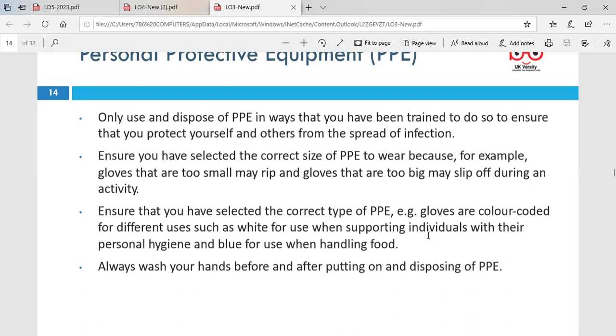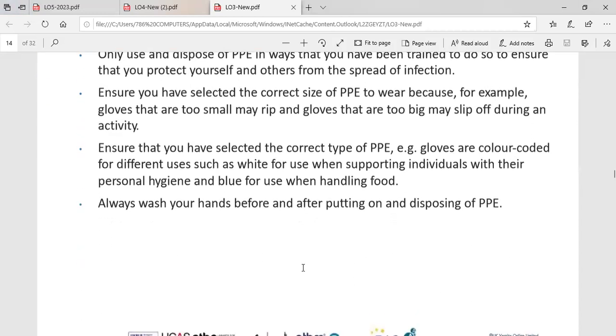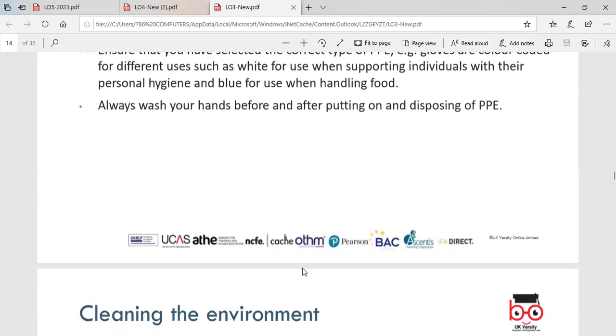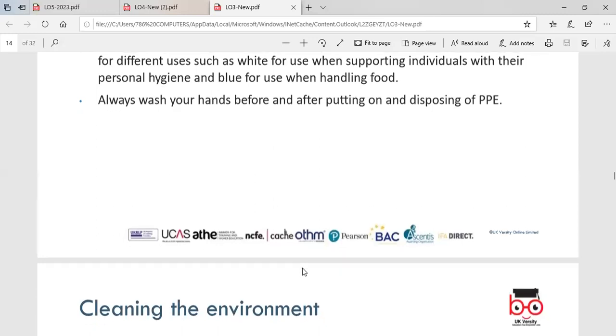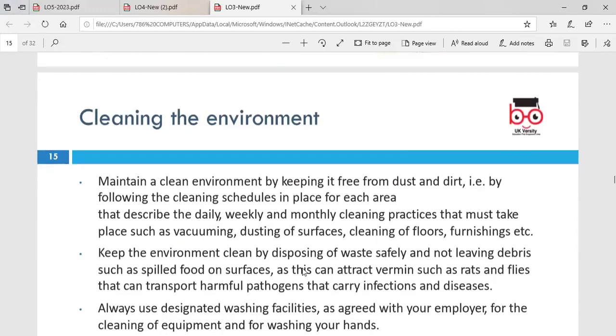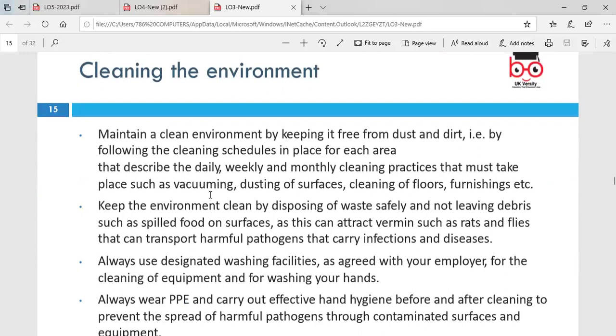Gloves are color-coded for different uses. White is for supporting individuals with their personal hygiene. Blue is when handling food, for instance. Always wash your hands before and after putting on and disposing of gloves, because you're getting in contact with them anyway, so that infection can spread through your hands also.